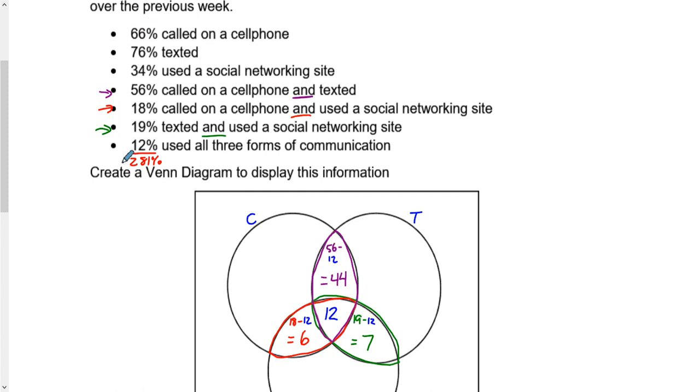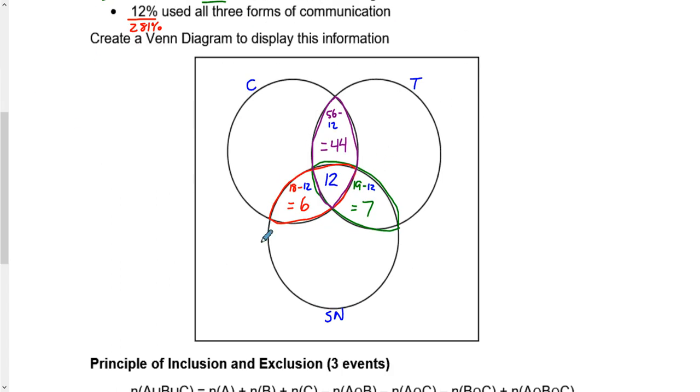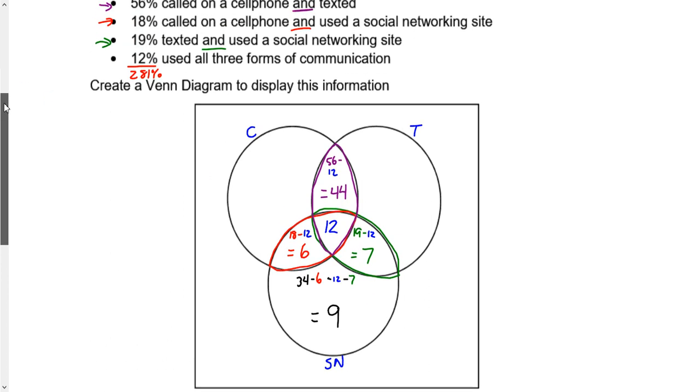Now it doesn't really matter which one we start with, but since I kept on going from the bottom, I'll hit this 34% first. 34 used social networking. So that's saying that this entire circle here, social networking, 34, we have to subtract the parts that are already in it. So we just have to subtract the 6, subtract the 12, and subtract the 7. Which means there would be 9% that just used Facebook Messenger. They didn't use a cell phone, they didn't text, they just used Facebook or Snapchat or Instagram or whatever.